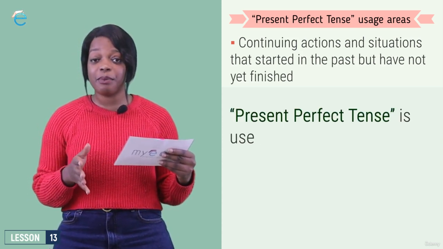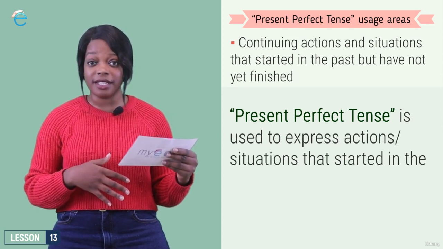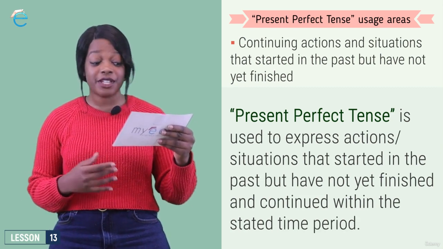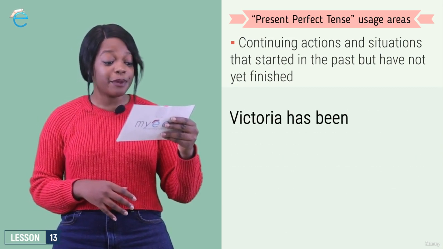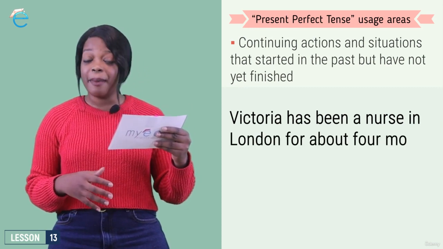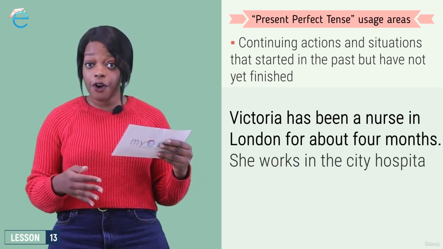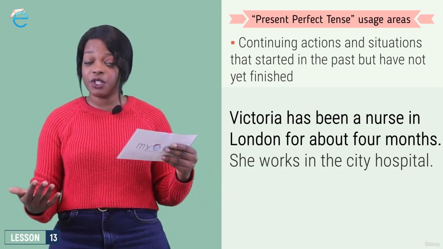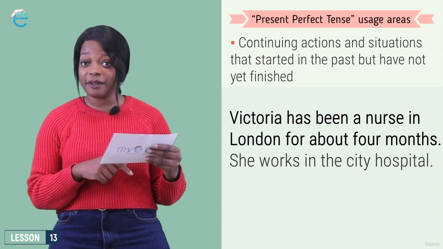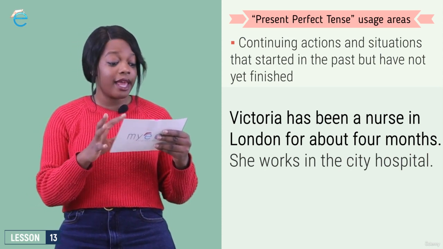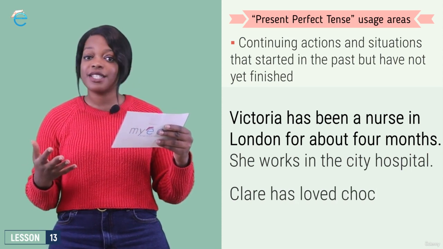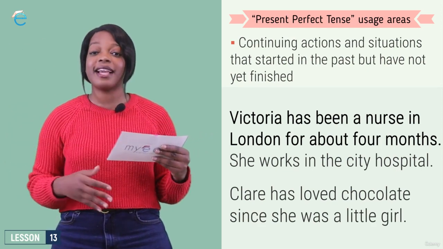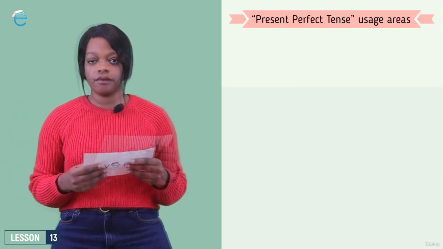We can use the present perfect tense for actions that began in the past and are continuing up until a specified time point. For example, Victoria has been a nurse in London for about 4 months. So the 4-month period, which began 4 months ago up until now, Victoria has been a nurse in London. Another example, Claire has loved chocolate since she was a little girl. From being a little girl till now, Claire has loved chocolate.